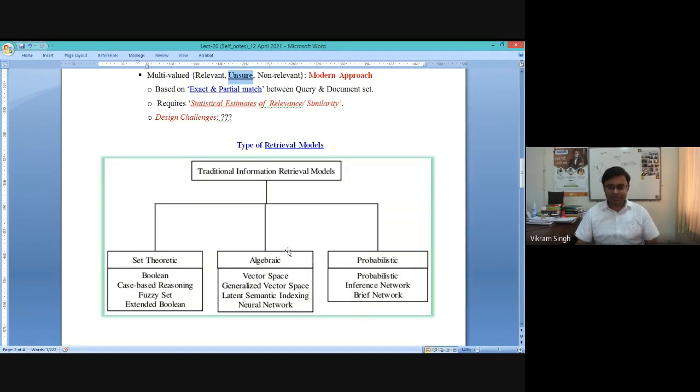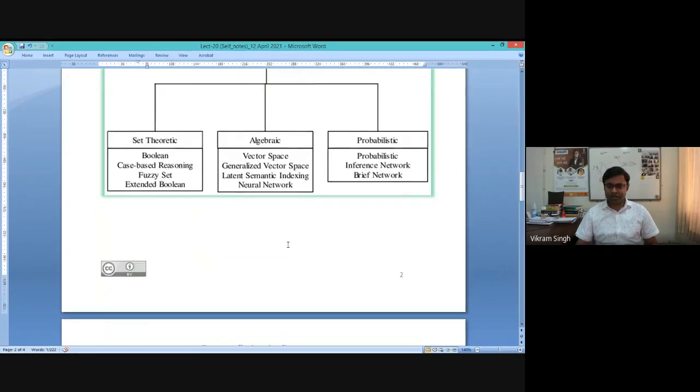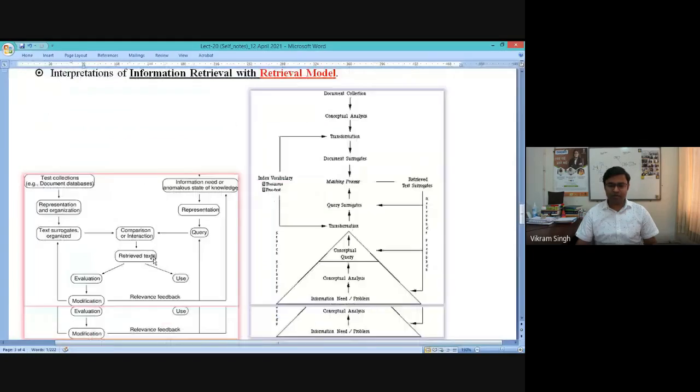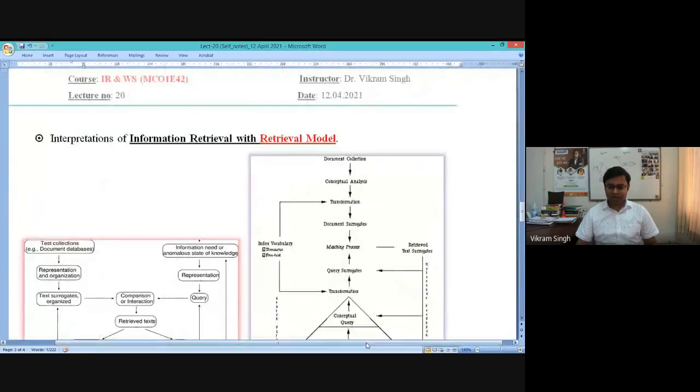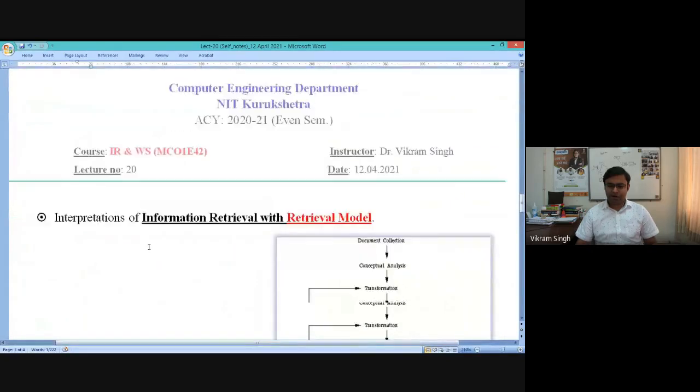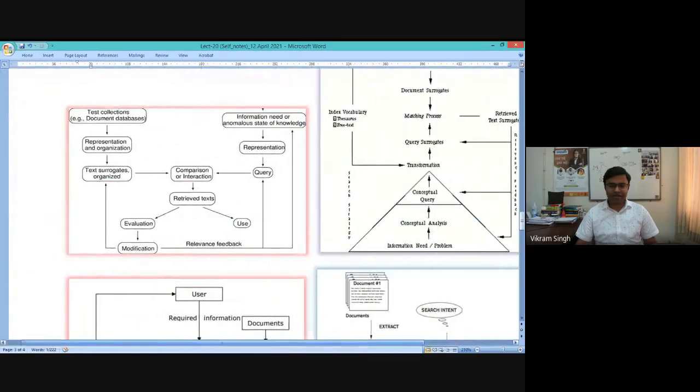So in the next lecture, we will be opening up these different types of retrieval with a specific example to understand how it is working, right? So going to next, let's see how different researchers have interpreted the retrieval model. I have four interpretations of the retrieval model, or rather you can say the retrieval process.